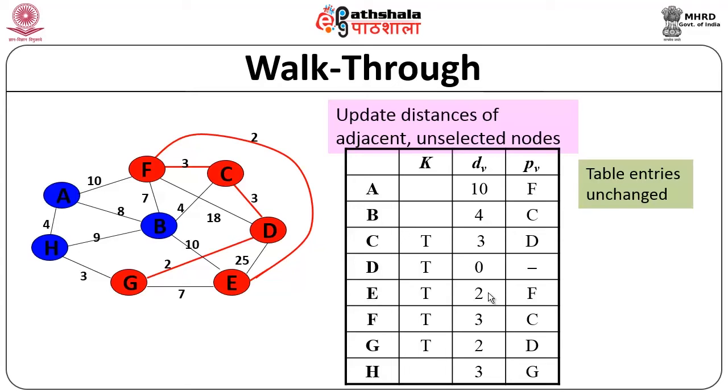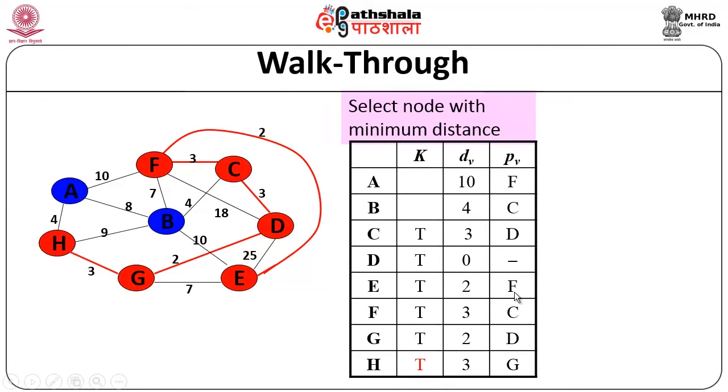So, the table entries are not changed. Now, you have to again select a node with the minimum weight. A, B and H are the only nodes, of which H has the least. So, from G you have to select H. That is what is selected. From G you select H.